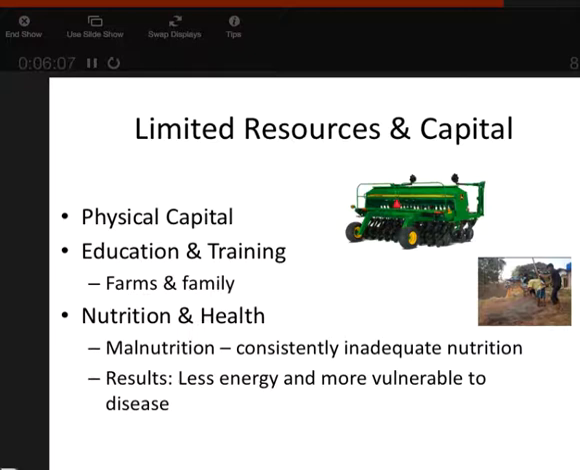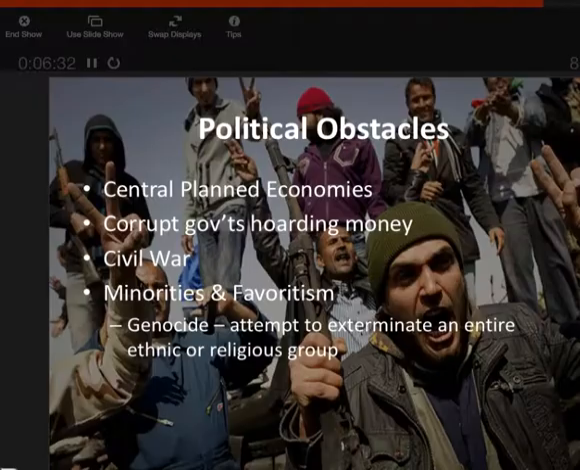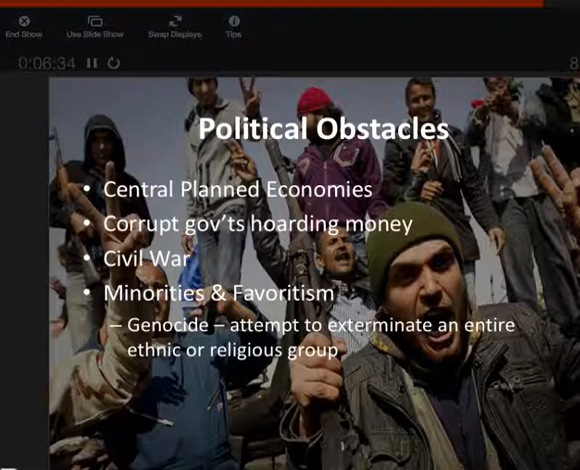Also, malnutrition is a huge part of this, with inadequate nutrition available to them. If you're living on just one particular food, let's say rice, you're going to be very malnourished. Your energy level is not going to be there, and you're going to be more vulnerable to disease. So there are a lot of factors that tie into population, physical capital, and education. Another one that we find is the political obstacles that are there. Instability.